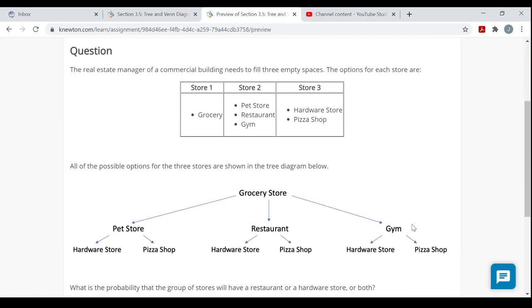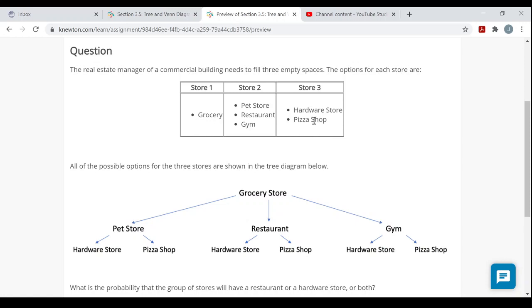So another one here. Now this one they give us a tree diagram because there aren't that many choices each time. The real estate manager of a commercial building needs to fill 3 empty spaces. The options for each store are the following. For store 1, this real estate manager is going to make store 1 a grocery store. And then for store 2, they're going to make it either a pet store or a restaurant or a gym, right? One of these things. And then for store 3, they're going to make it a hardware store or a pizza shop.